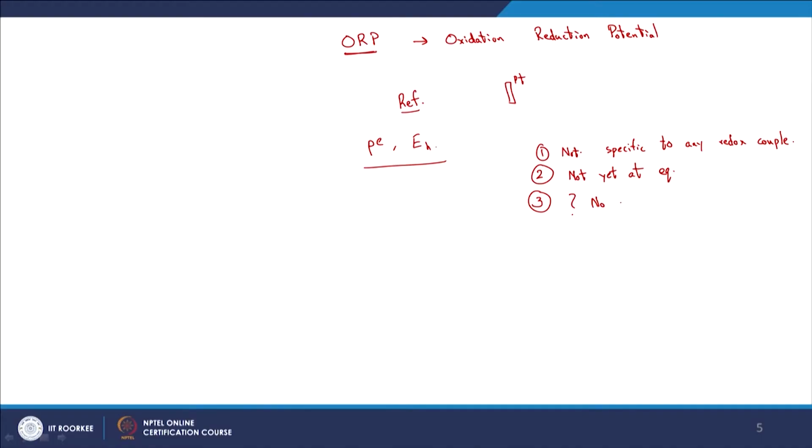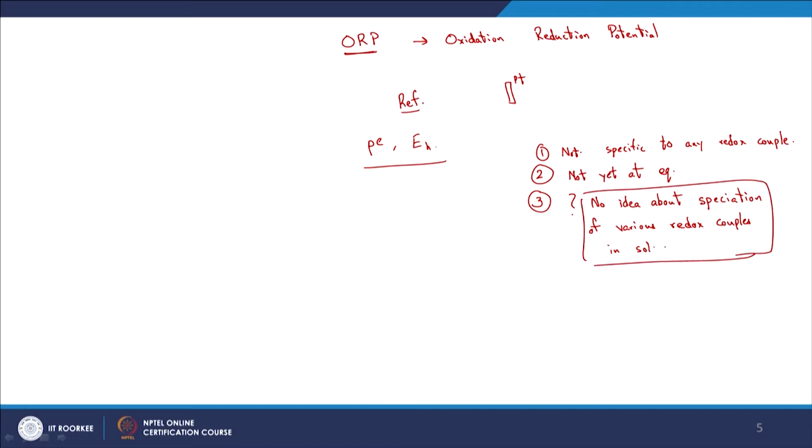So what does it mean now? It cannot give you any idea about the speciation of various redox couples present in the solution. So this is an important aspect though. While the ORP will give you a generic idea, it will obviously not provide you with the relevant information to be able to understand the speciation of the relevant couples in the solution now. So this is one other aspect.